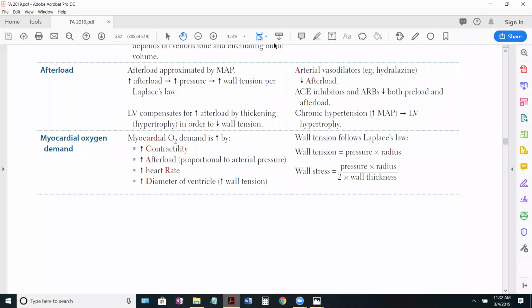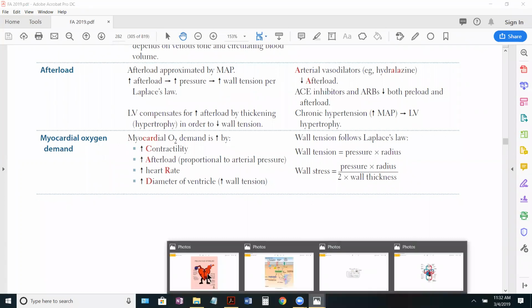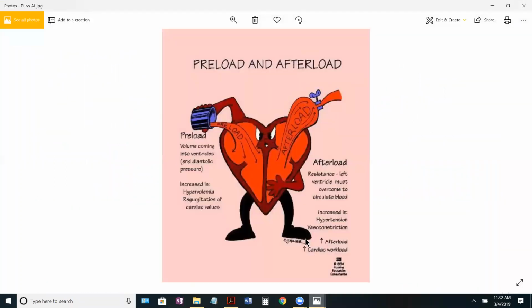So afterload, we just discussed what is afterload. You remember what we discussed about the afterload? Yeah, we said it was the resistance in the vessels. Okay, right? It's the resistance that we have to overcome in order to get the blood into circulation. Okay. So do you know where most of the resistance in the circulation is? Is it the aorta itself or somewhere else? I think it is the aorta.